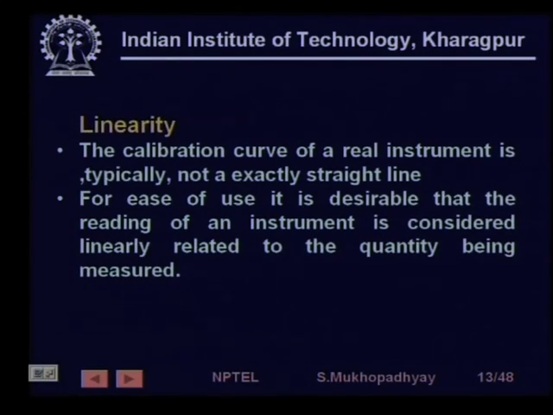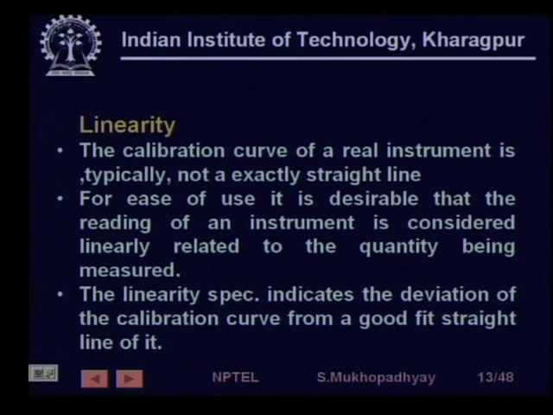So, that is given by the measure of linearity. The linearity specification indicates the deviation of the calibration curve from a good fit straight line. Now how do we obtain this straight line? We can obtain the straight line in various ways.